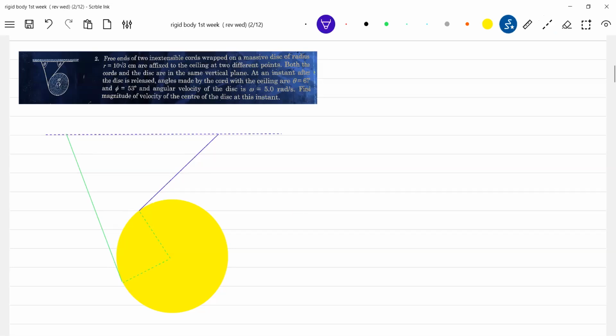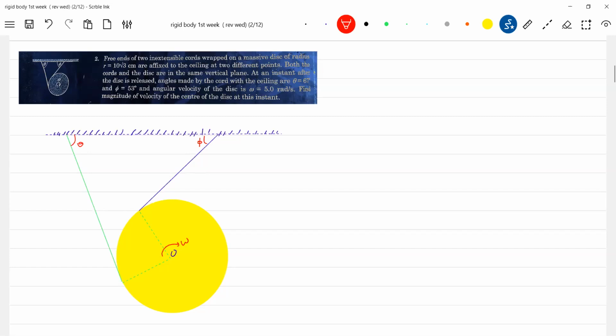Okay, this O is the center of the disk. So what information do we have? We have these angles. The disk is given angular velocity omega. It is pinned. Find the magnitude of velocity of the center of the disk at this instant.